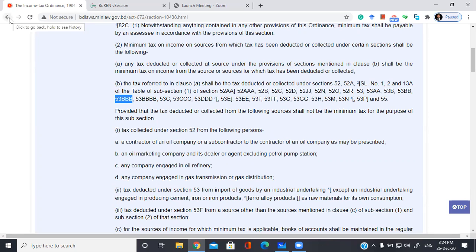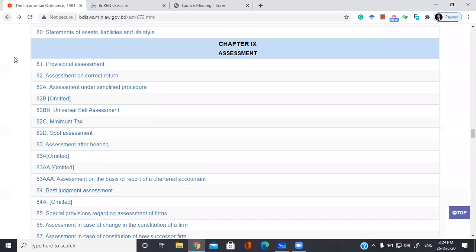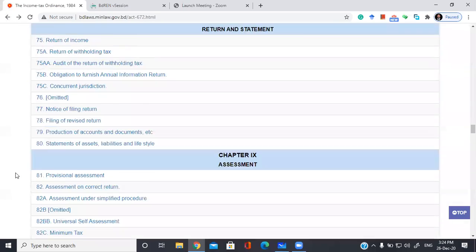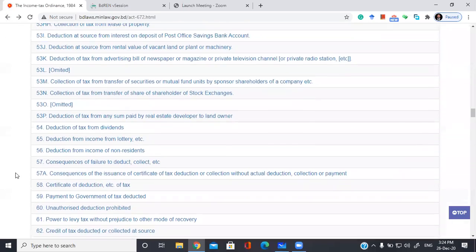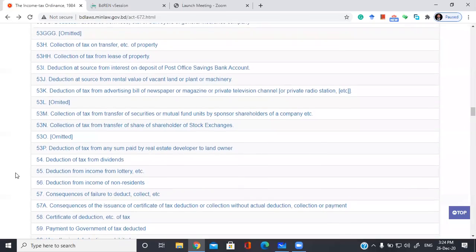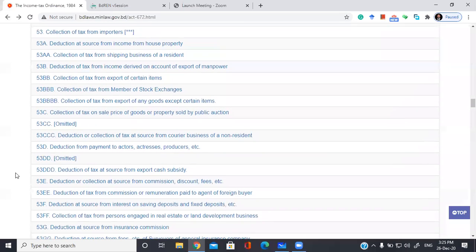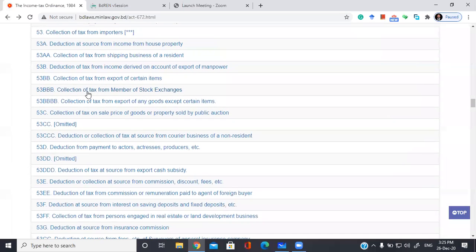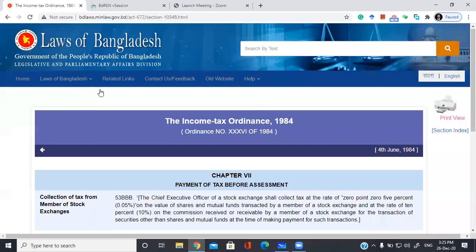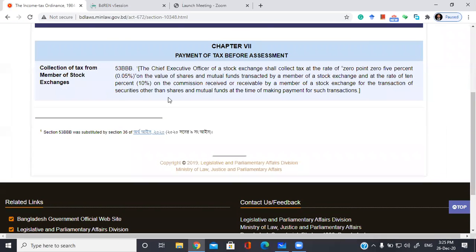And if you like to see the detail for 53 triple B, as 53 triple B is under the 82C, that means the minimum tax is that amount which has been mentioned in the 53 triple B. Okay, 53 triple B, collection of tax from members of stock exchanges. Brokers are members of stock exchanges, and this is the details about them. The chief executive officer of a stock exchange, who will be responsible for this TDS?